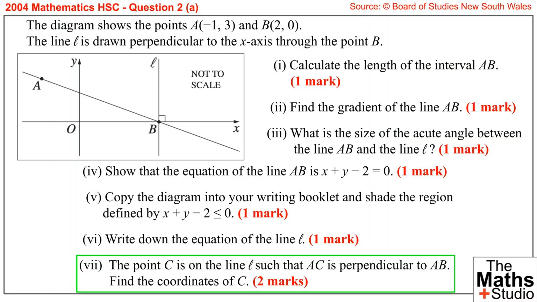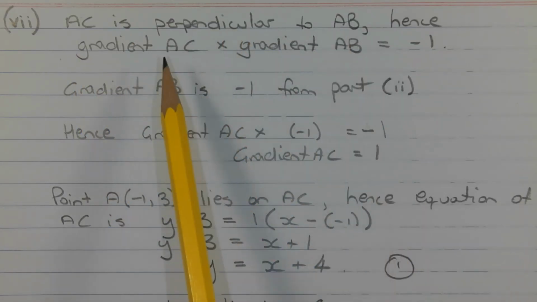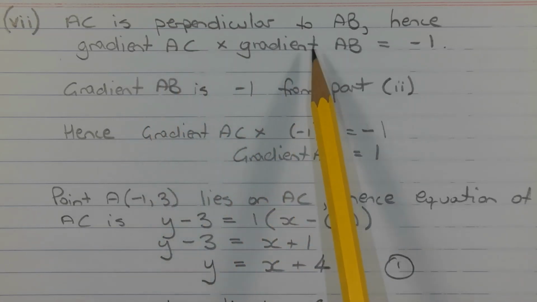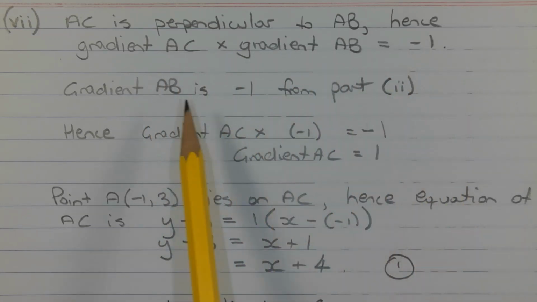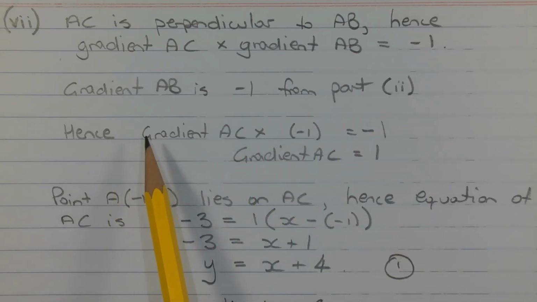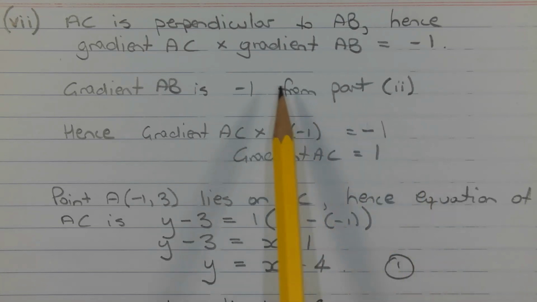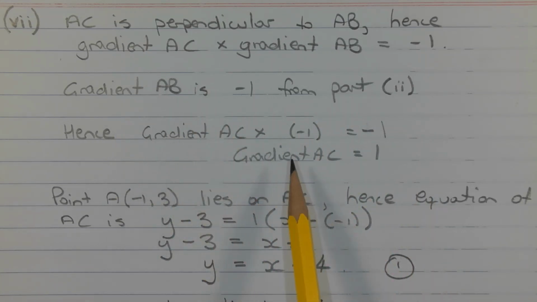Part 7. The point C is on the line L such that AC is perpendicular to AB. Find the coordinates of C. AC is perpendicular to AB, hence gradient AC times gradient AB is equal to -1. Now the gradient AB is equal to -1, which we found in part 2. Hence gradient AC times -1 is equal to -1. Solving this equation for gradient AC, we get gradient AC is equal to 1.